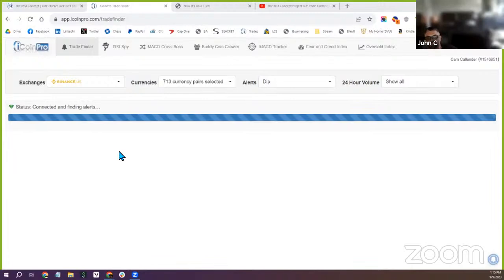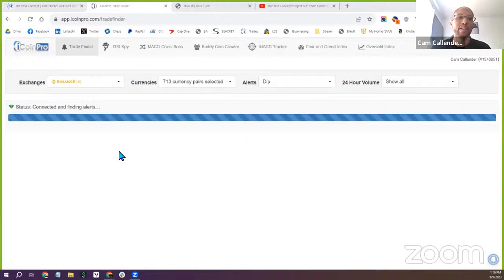But the Trade Finder is still going to have the same parameters that it's looking for. It's still using the same strategy that we've been trading with. It's just going to have a different user interface.